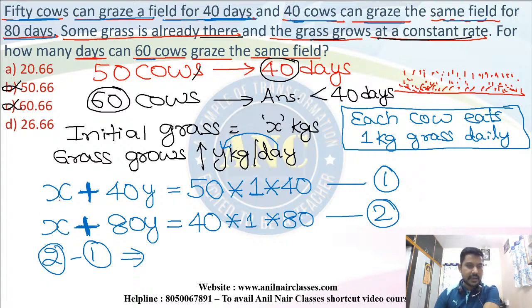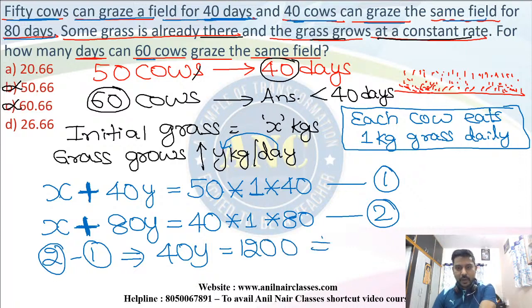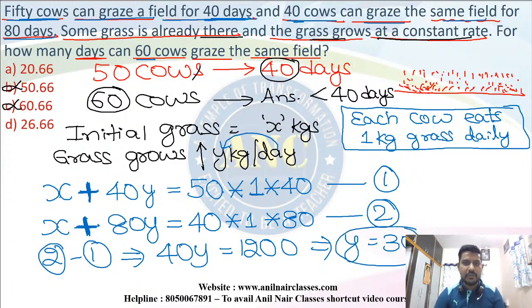will be x minus x will cancel, 80y minus 40y will be 40y, and right hand side if I simplify, you will get it as 50 into 40 is 2000, 40 into 80 is 3200, subtraction is 1200. So y value is nothing but 1200 by 40, which is 30. That means, can I say that y value is 30?